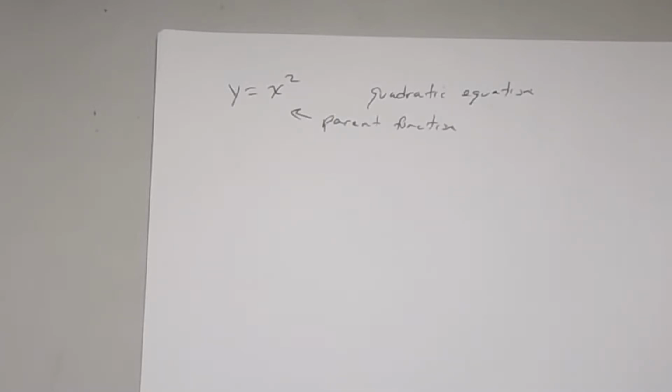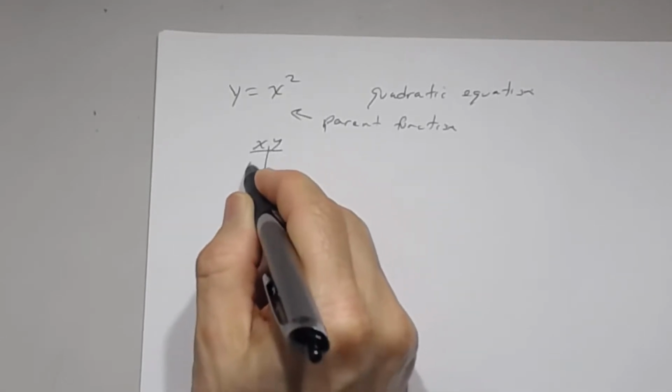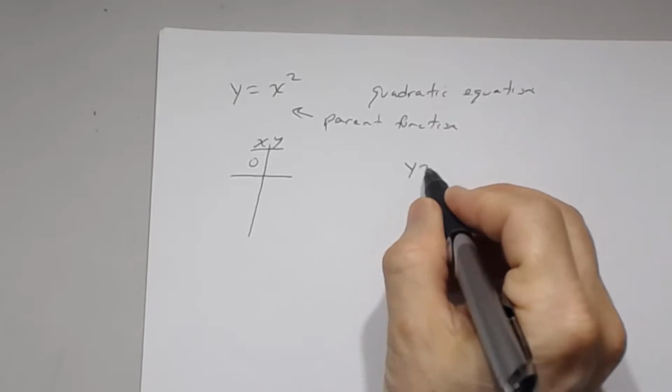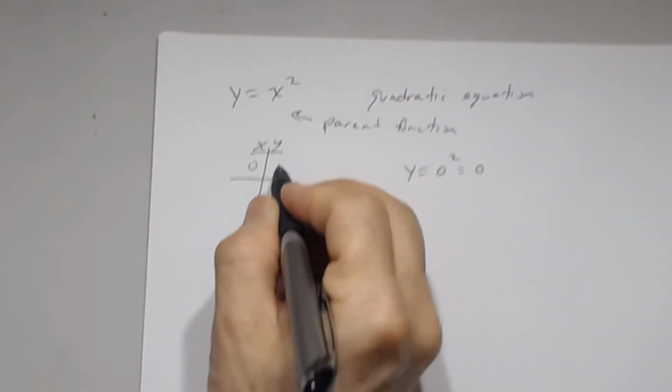Y equals x squared. And as we go through this, you're going to see what I mean by parent function. So I'm going to use the t-table for the first one. Here are the x values I'm going to use. I'm going to let x be 0. So if x is 0, notice what we get: y equals 0 squared. But what's 0 squared? 0. So I get the origin.